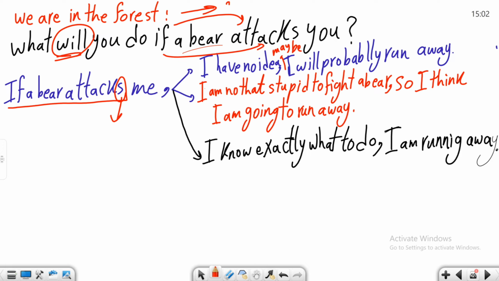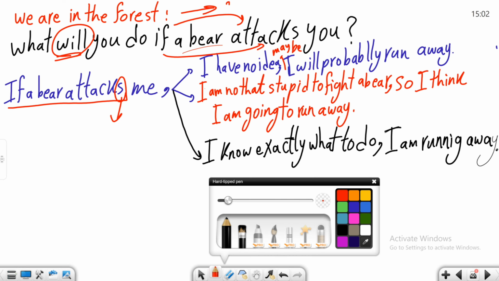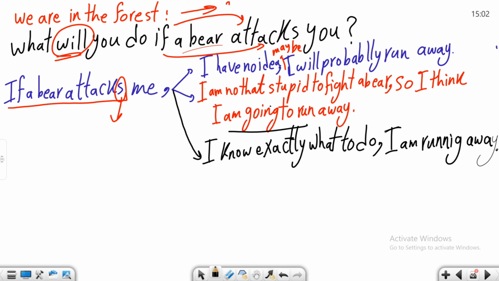In here, my friends, if a bear attacks me, I am not that stupid to fight a bear. I'm giving you a reason. I am not stupid to fight a bear, so I think I am going to run away. So I am going to run away is a logical reason, that I am not stupid. So I'm giving you a reason for future action.